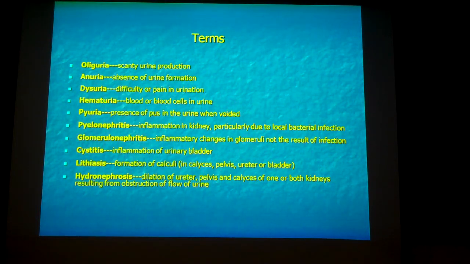Hydronephrosis is a term that refers to dilatation of some parts of the urinary system. It usually is a result of some distal obstruction that causes dilation of the ureters, and that back pressure dilates the calyceal system.